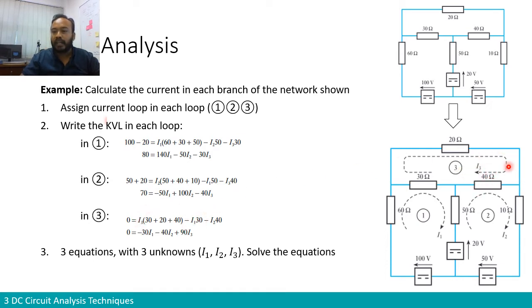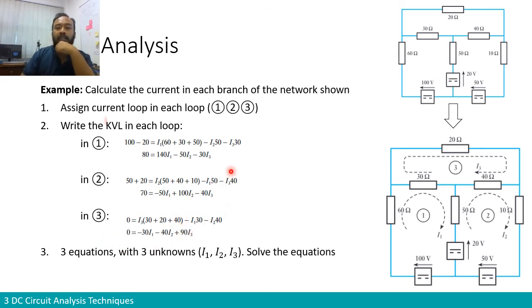For the 40 ohm it is I3 multiplied by 40 minus I2 multiplied by 40. And then, of course, the 20 ohm is alone, it's not in interaction with any other loops, so we have 20 ohm multiplied by I3. There's no other part over here. So when we reduce it, it will become this equation.